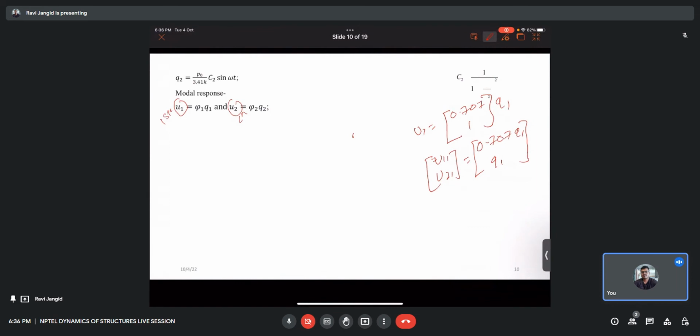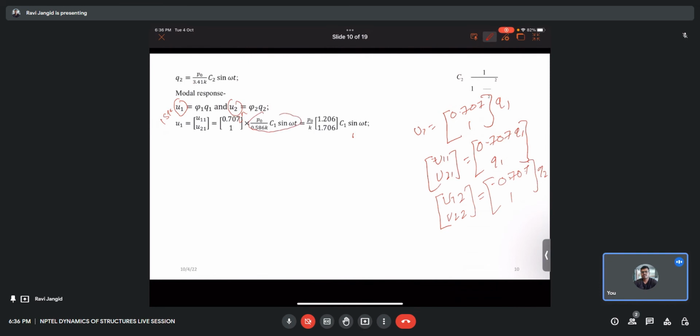So after getting u1 and u2, same for mode 2, you can calculate u12 and u22, which will come out to be minus 0.7071 multiplied with q2. Here we find u1 and multiply with q1, and q1 was p0 0.586 c1 sin omega t.